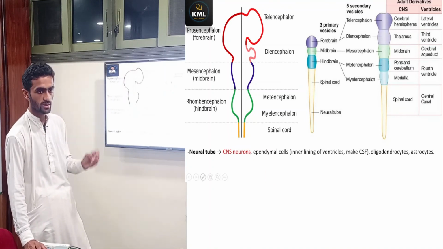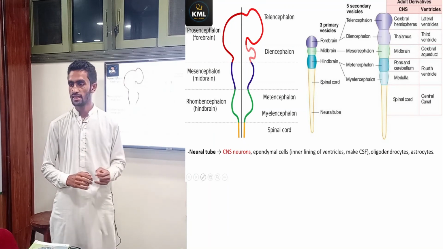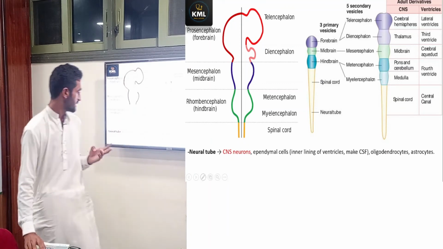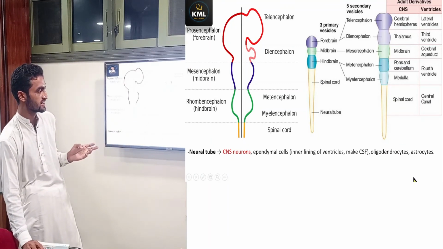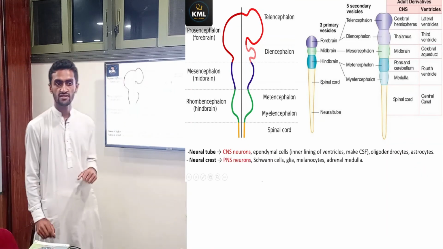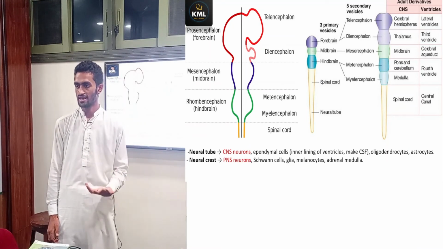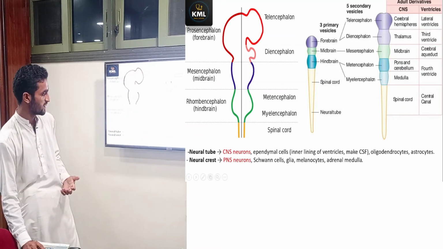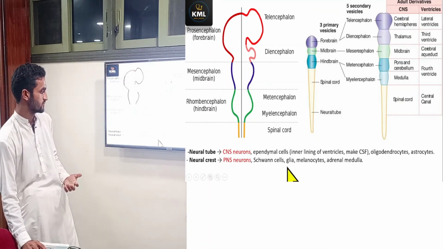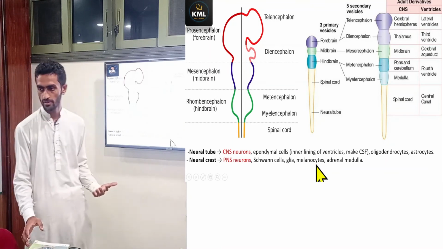The neural tube forms the CNS neurons and the glial cells. These are mainly the ependymal cells, oligodendrocytes, and astrocytes, while the neural crest cells are concerned with the PNS neurons and the PNS glial cells. Mainly the Schwann cells and the melanocytes are coming from the neural crest origin, the PNS.